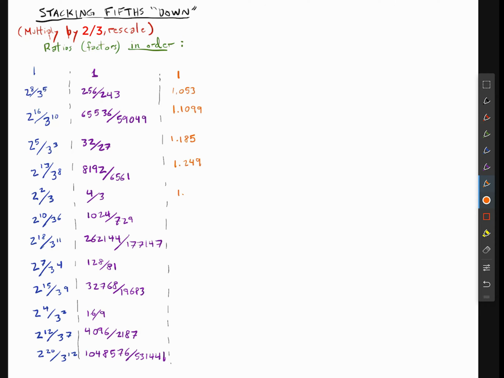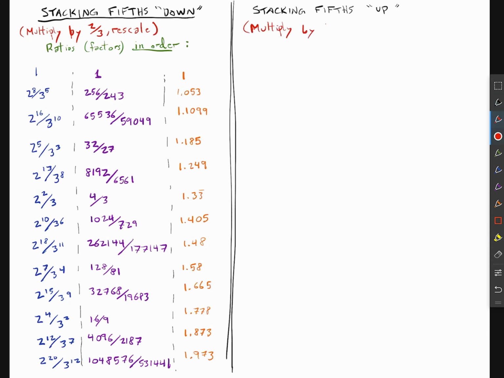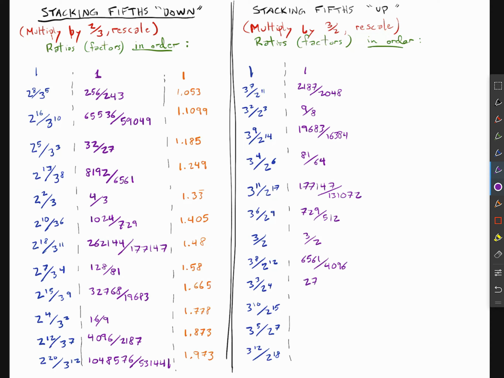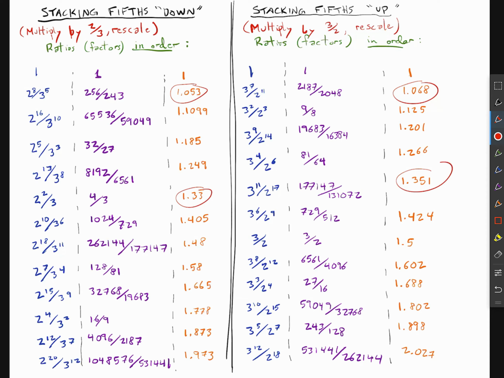Now these are sorted. These are after you've gone through the process, you've obtained 12 tones, and then you've sorted them in order. Now if we do the same thing for stacking fifths up and record the same kind of table, so powers of 3 over powers of 2, those powers expanded, and then the decimal approximation, we'll have these two lists of all the factors between 1 and 2 that we get by going down in fifths or up in fifths. And we see that the two lists of numbers are really similar. Look at the decimal approximations.